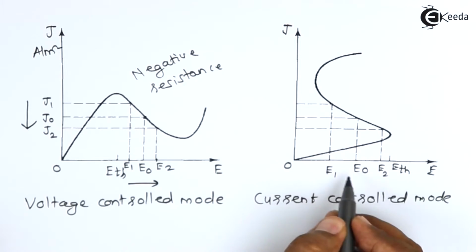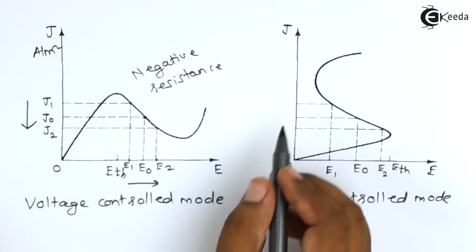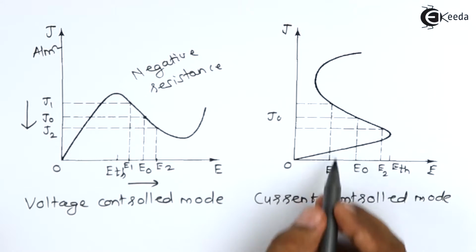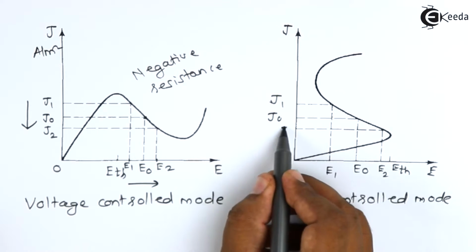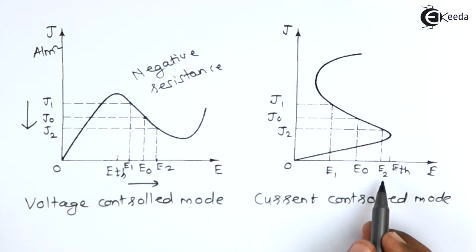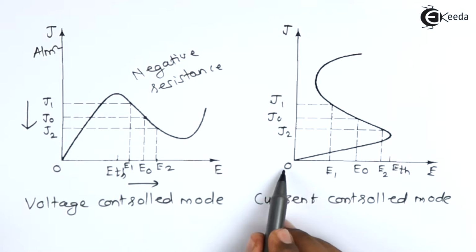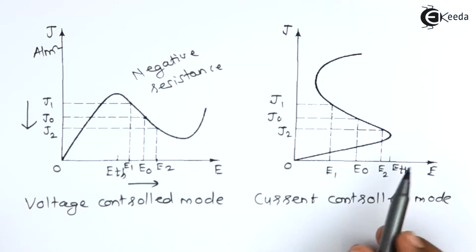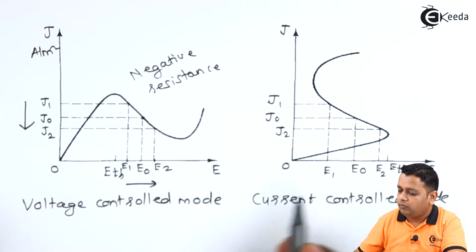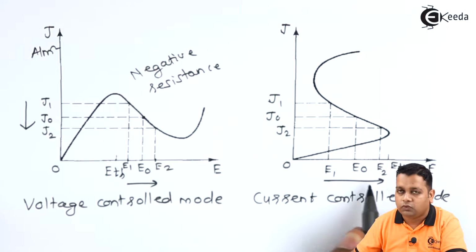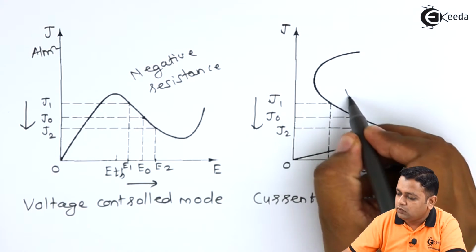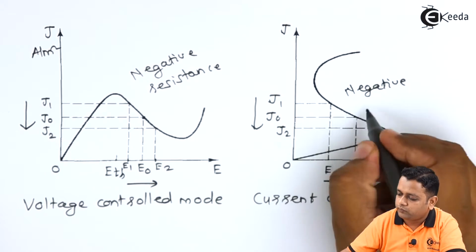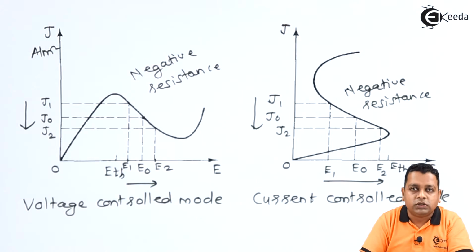Correspondingly, with respect to E0 we can have J0, with respect to J1 we have E1 here marked already, and with respect to J2 we have already marked E2 here. So as we increase the electric field here, for current control mode also we find that if we increase E1 to E2, there is a decrease from J1 to J2, that is again a negative resistance. So this was all about the differential negative resistance.